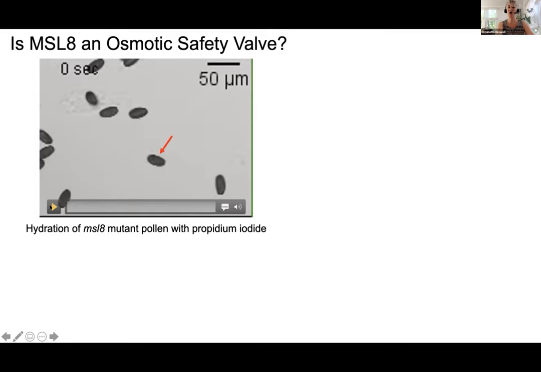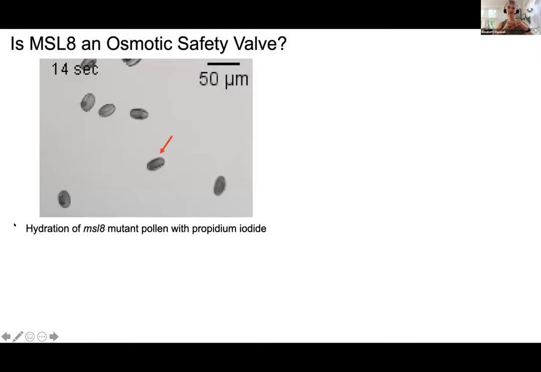So these are pollen grains that you are watching hydration happen in real time. And this should give you a sense of exactly how much water they're taking up and how quickly. So this is, I think, in real time. Water is added and you can see the pollen grains swelling up quickly. But if you look at the pollen grain with the red arrow, you'll notice in a minute that it begins to lose integrity. You can see the cellular contents releasing.